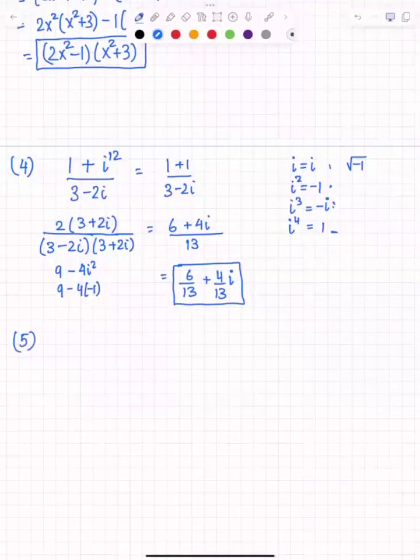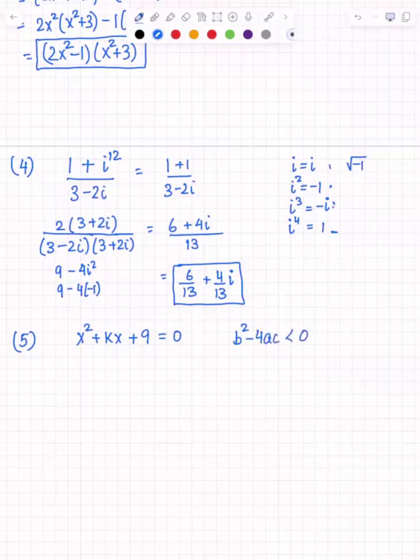Number 5. Given x squared plus kx plus 9 equals 0, find all values of k for which the equation has no real solutions. No real solutions means b squared minus 4ac, the discriminant, has to be less than 0. So k squared minus 4 times a, that is 1, the coefficient of x squared, times c, which is 9, should be less than 0. This factors to k minus 6 times k plus 6 is less than 0.